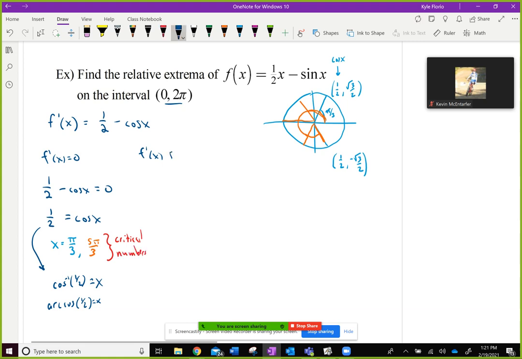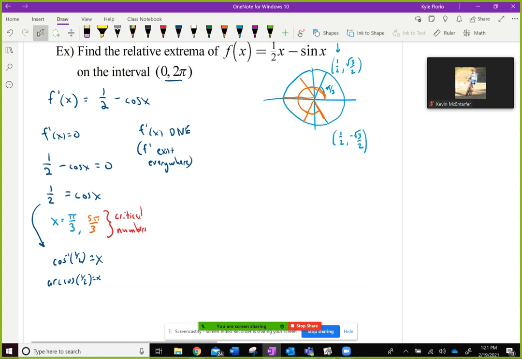This last point, the derivative does not exist. The derivative is going to exist everywhere. There's no number that you can't plug into cosine. You could take cosine of 0, 1, 2, 3, 4, 5, 6, 7, 8. You can plug any angle you want into that. So f prime exists everywhere. Okay. So we have our critical numbers.